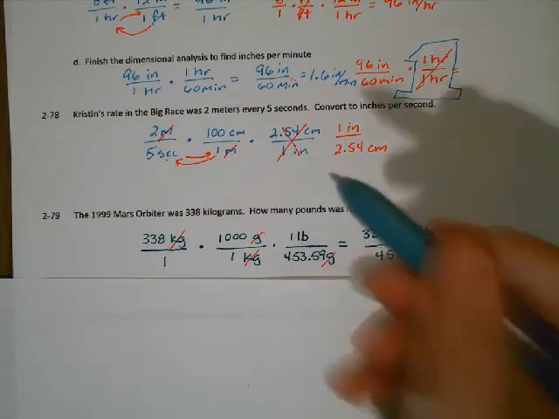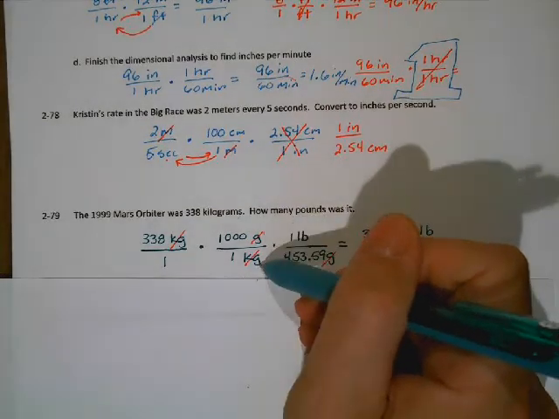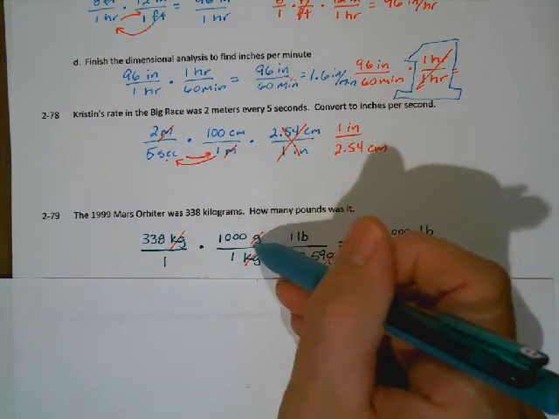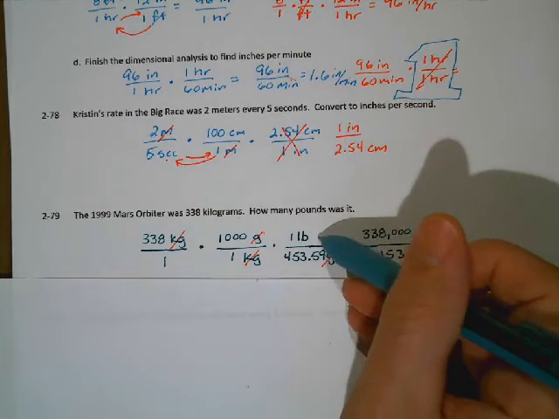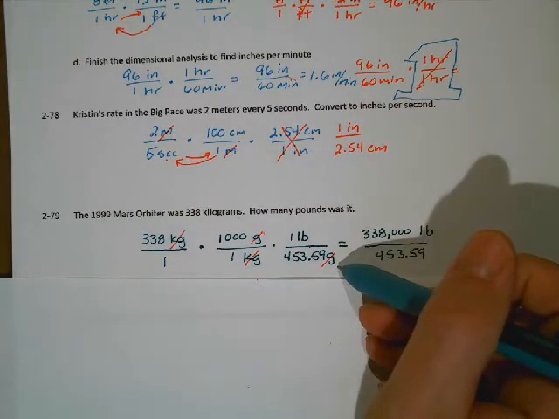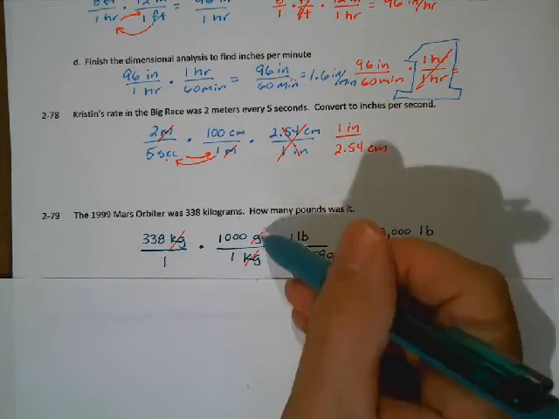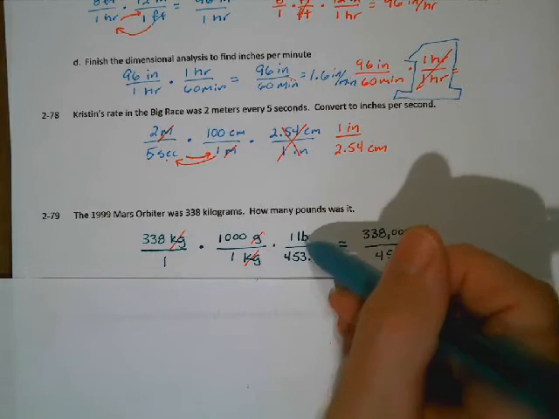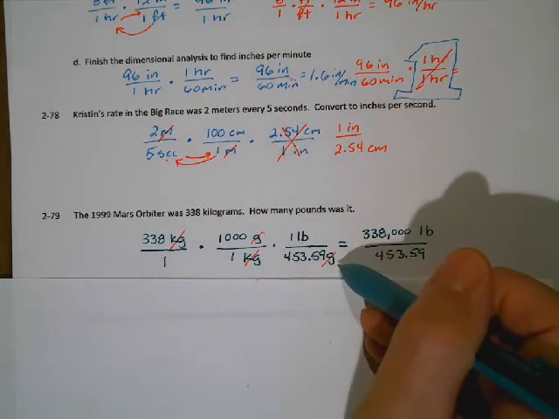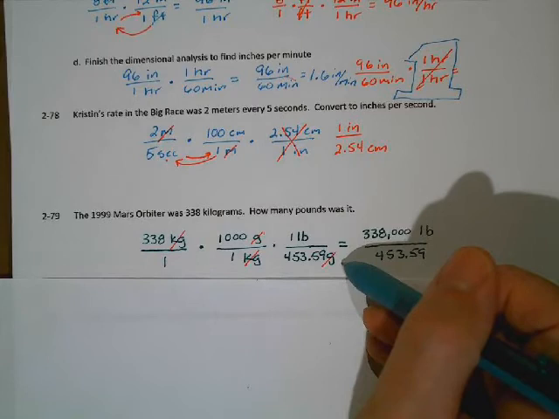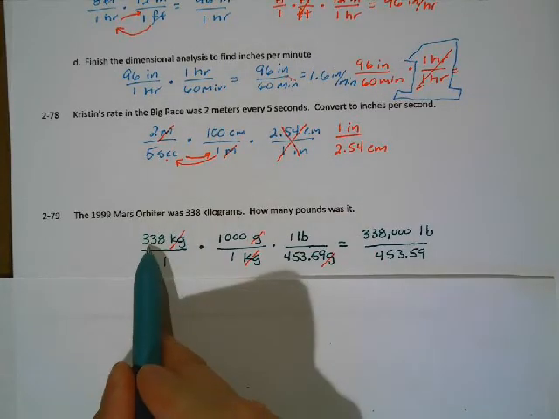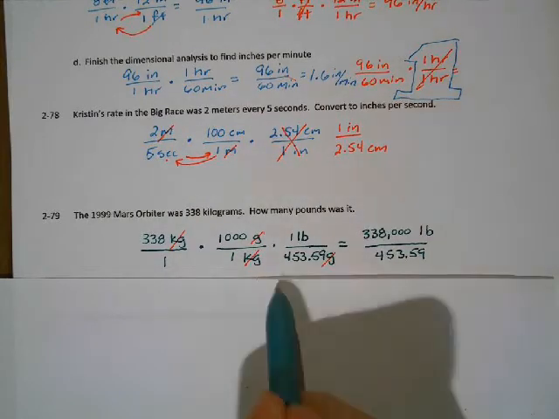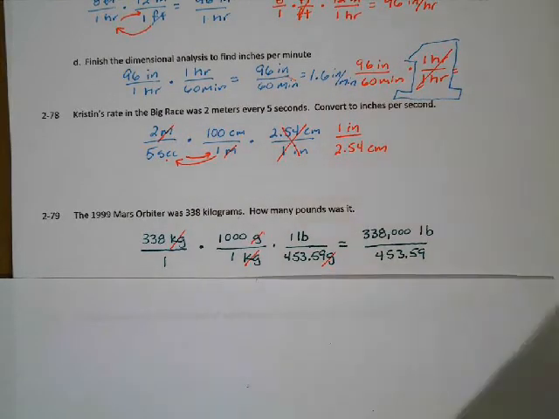All right, my ratios that I used were 1,000 grams for every 1 kilogram, and this way the kilograms can reduce, and I'm just left with grams here. And then I use 1 pound for every 453.59 grams. Well, that's pretty specific. And then the grams cancel out, and what I'm left with is just pounds in the numerator, and there is no unit for the denominator, which is what we want because it's not a rate, it's just pounds. So multiplying the numerators, I get 338 times 1,000 is 338,000. And then in the denominator, I have 453.59.